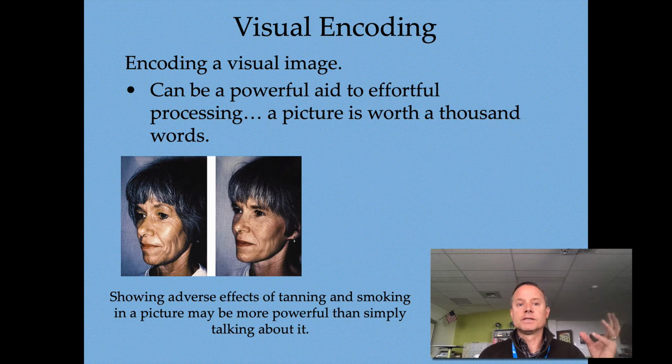Visual encoding is just what it sounds like, encoding a visual image. This can be really powerful because we all know the saying, a picture is worth 1,000 words. Here's these 2 pictures of these women down here. If you were trying to make an advertisement to get teenagers not to smoke cigarettes, you could show the before smoking image and the after smoking image, and that would be very powerful. Kids would encode that, and they would remember that, and hopefully they would not smoke.